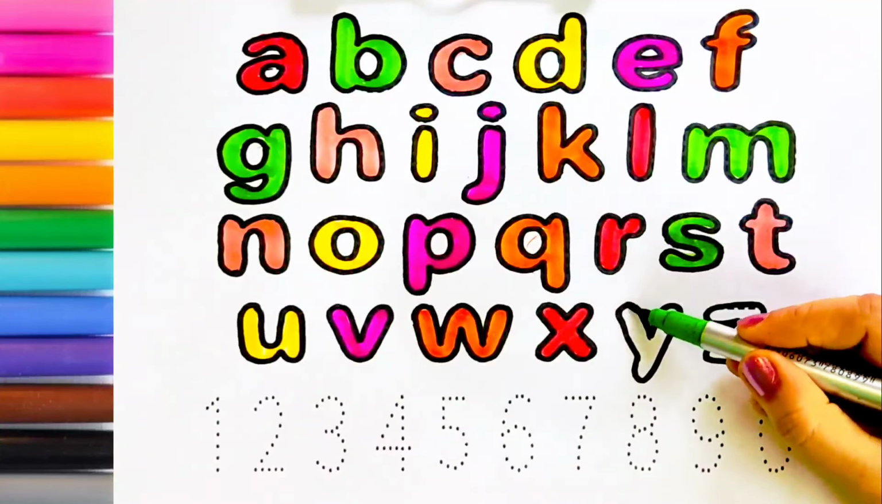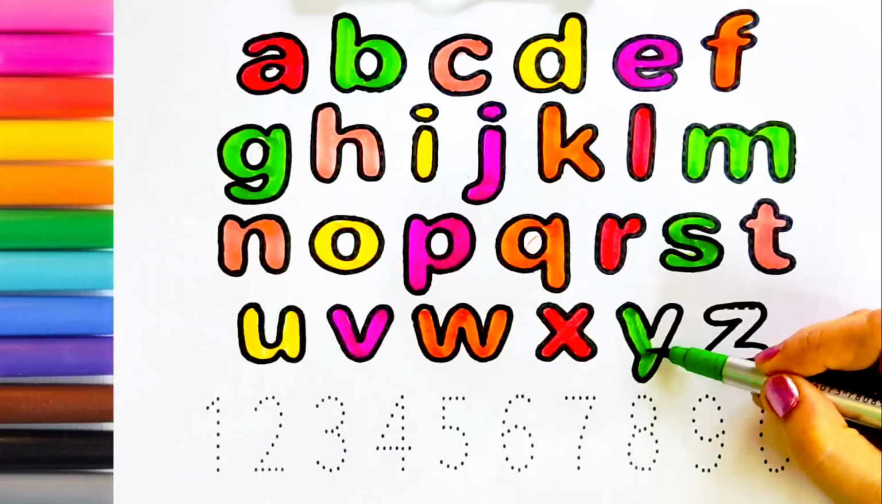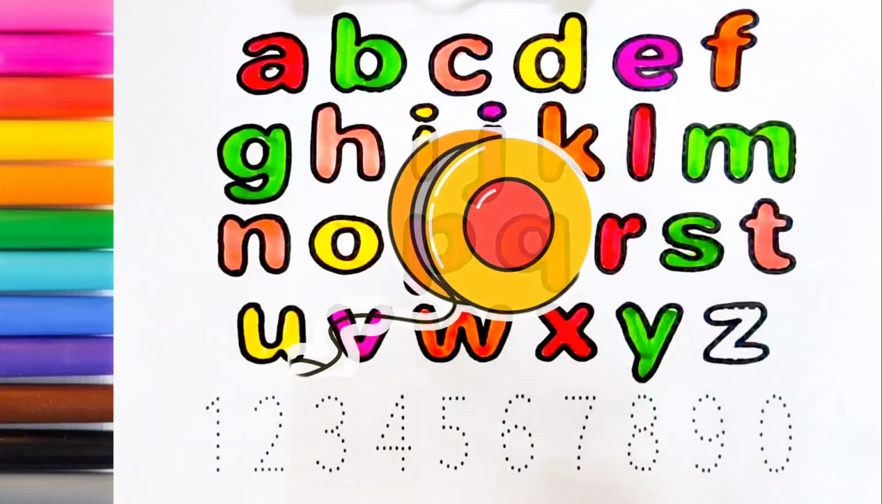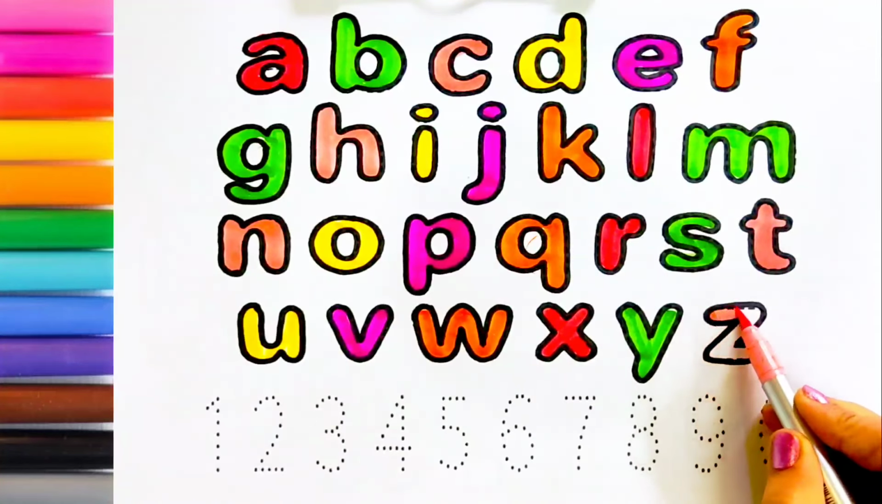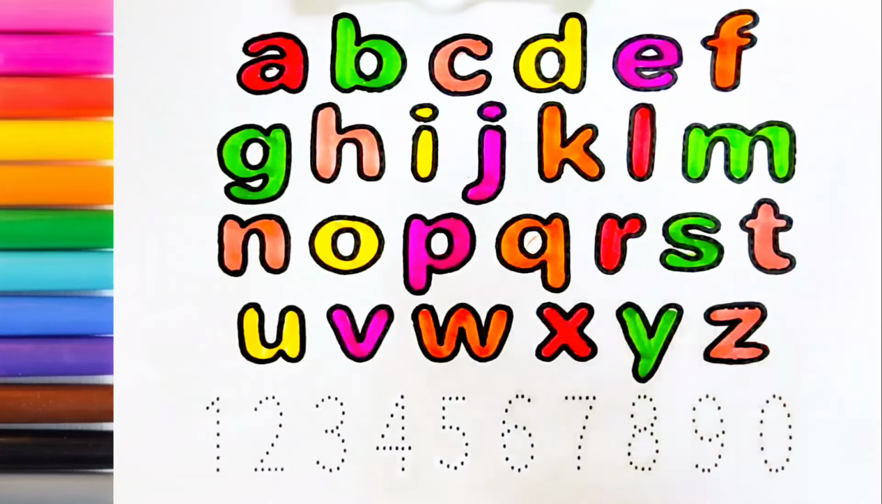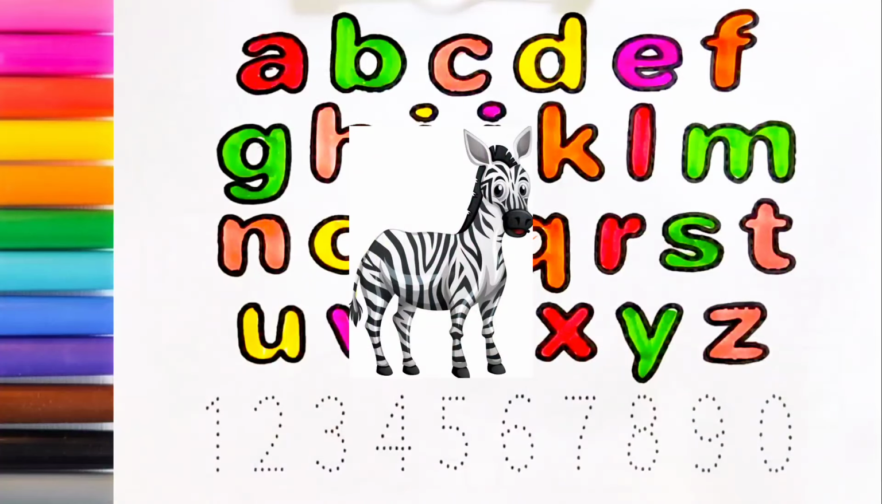Light green color Y. Y for yo-yo. Peach pink color Z. Z for zebra.